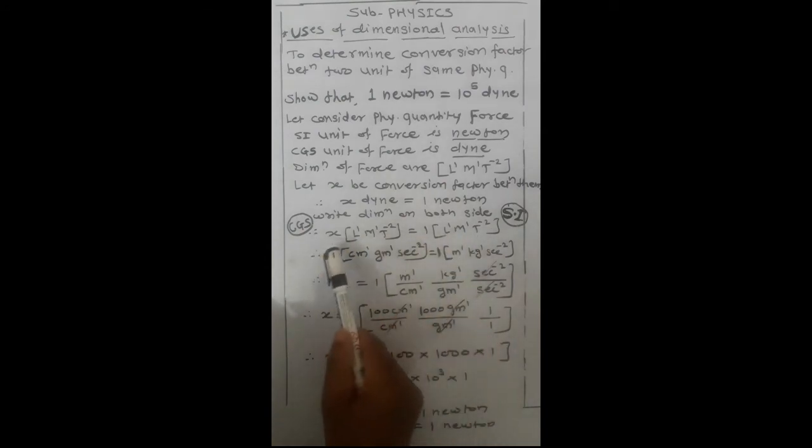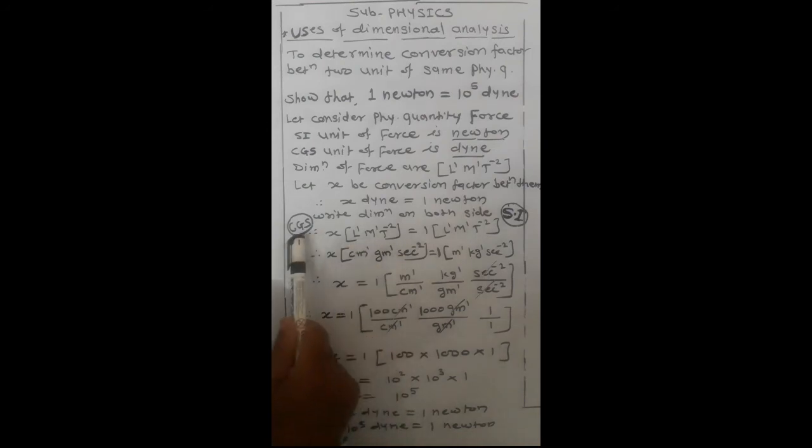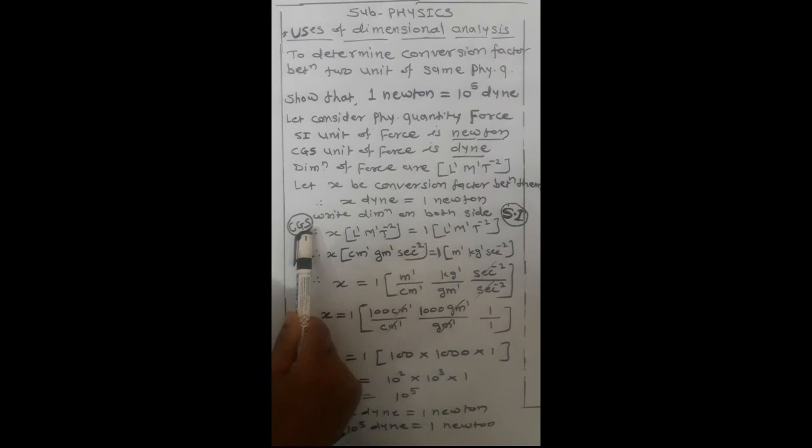This is the CGS and this is the SI. Then dimension L1 M1 T minus 2. Okay. Then we have to write here X L1 M1 T minus 2. Sometimes you can write length, you can write meter, mass, then you can write the kilogram. But you have to remember again, this is the CGS unit. Dyne is the CGS unit of the force.